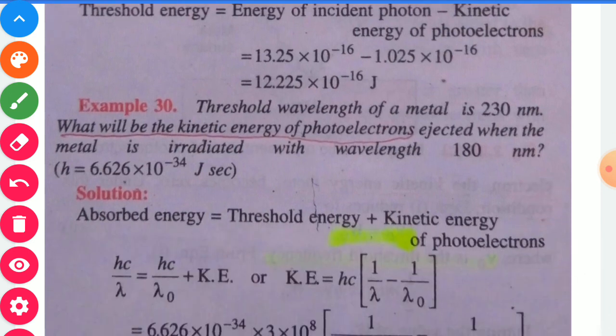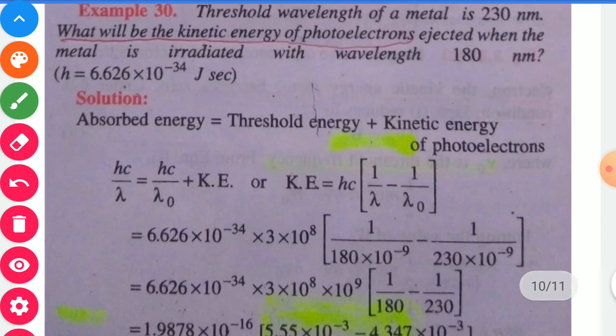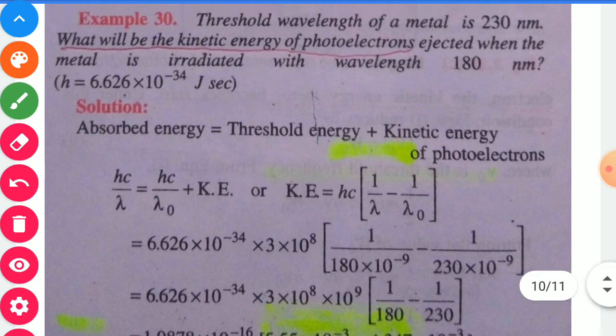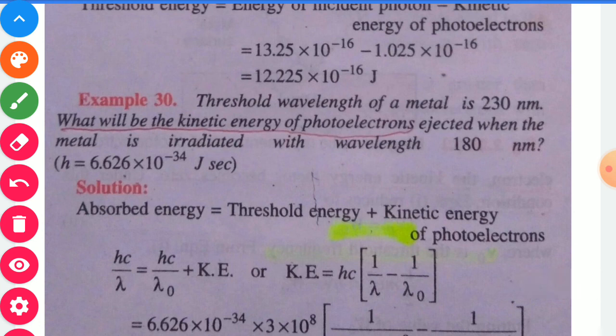Absorbed energy, you know, that means energy of incident photon is equal to threshold energy plus kinetic energy. So we may put the value. In this question, we have to find out kinetic energy. Therefore, kinetic energy is equal to hc in bracket 1 upon lambda minus 1 upon lambda 0. This formula you already know. So if you put the value of Planck constant, it is 6.626 into 10 to the power minus 34. c velocity of light, that is 3 into 10 to the power 8 meter per second. 1 upon lambda, value 230 nanometer is given.